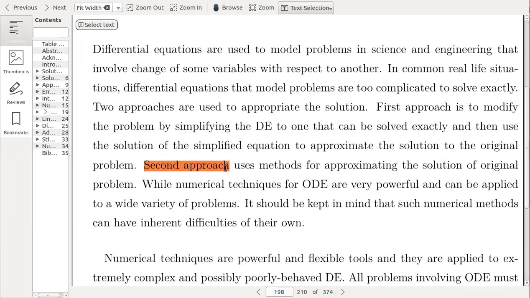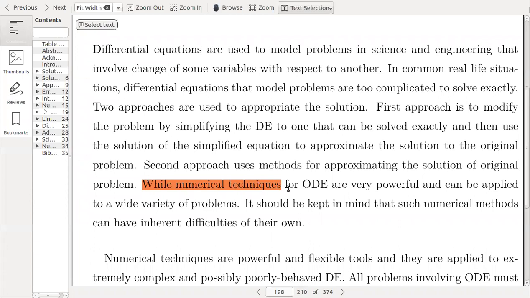The second approach uses methods for approximating the solution of the original problem. This second approach may use some techniques to approximate the solution, like numerical approximation or other approximating tools given in numerical analysis or numerical methods. Or we can even use software like Maple or MATLAB to approximate the solutions. So it depends on the user how he would like to solve the problems.